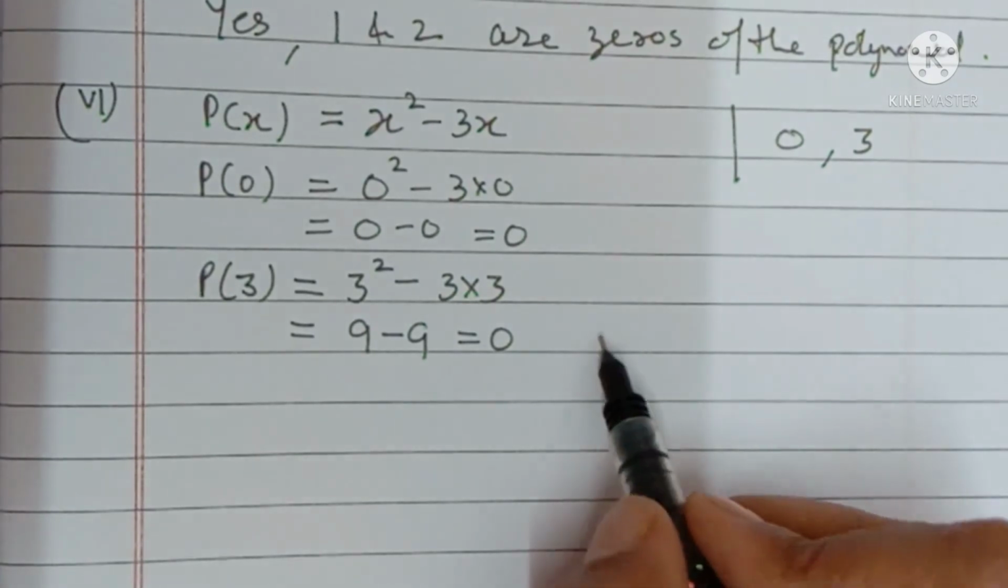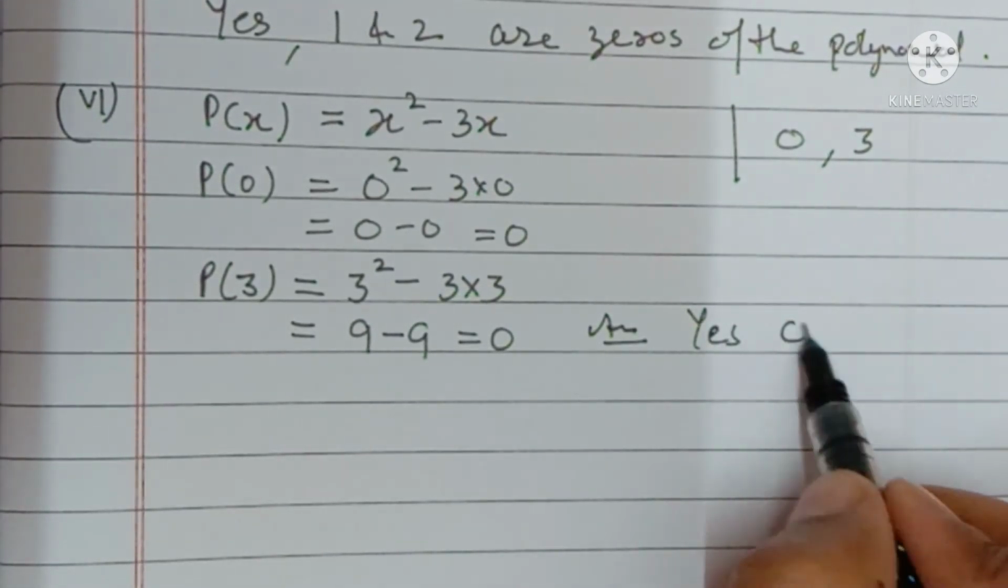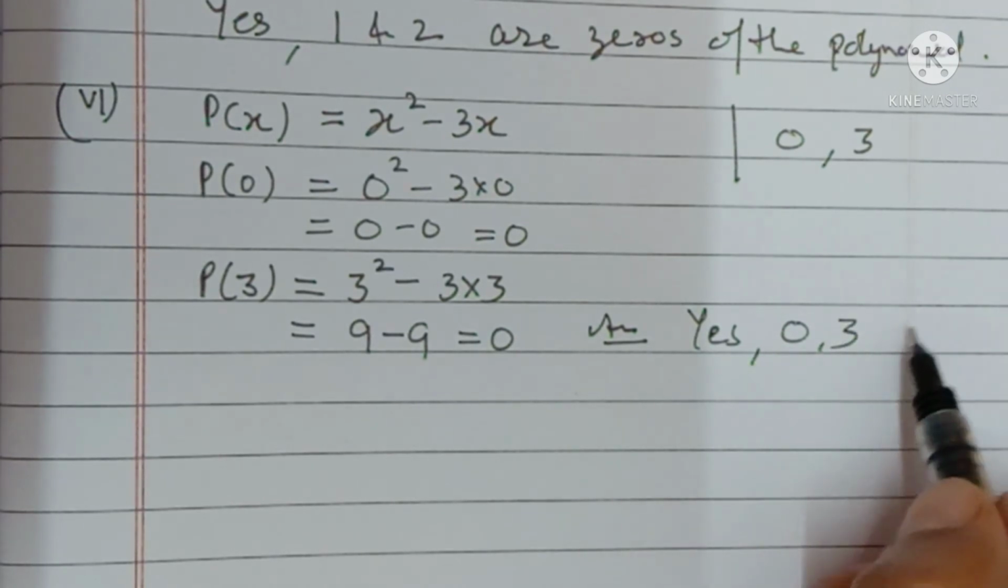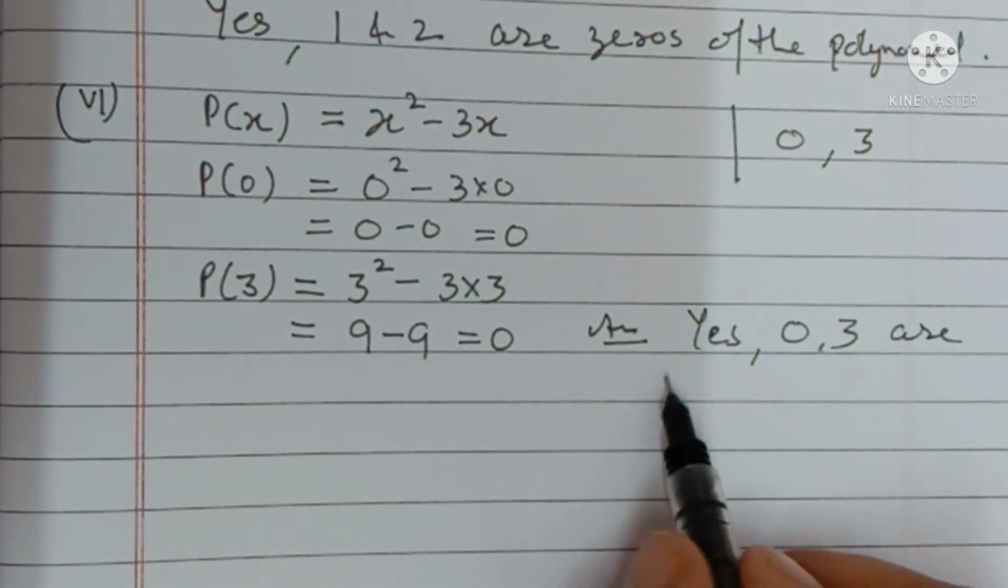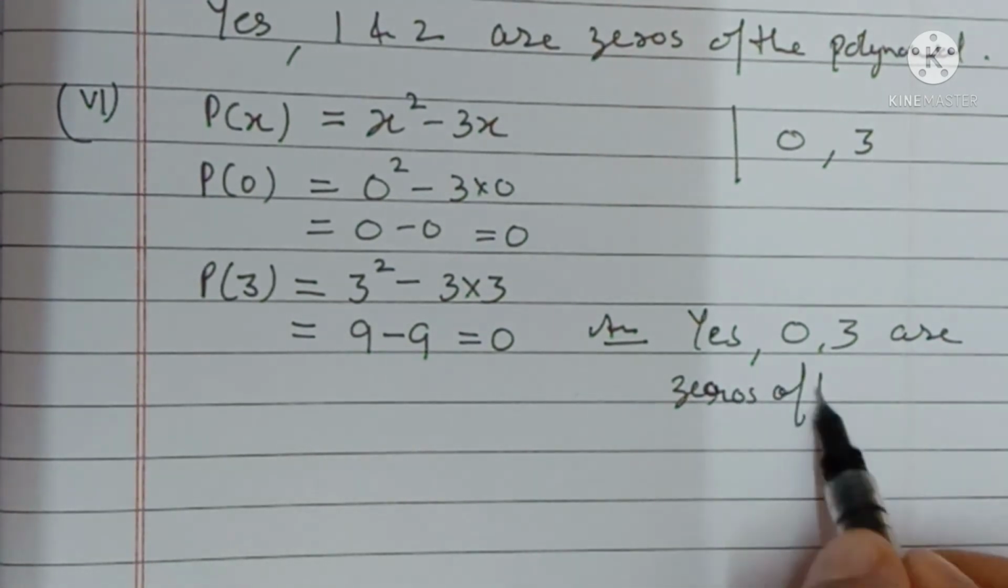Write down the answer: Yes, 0 and 3 are zeros of the polynomial.